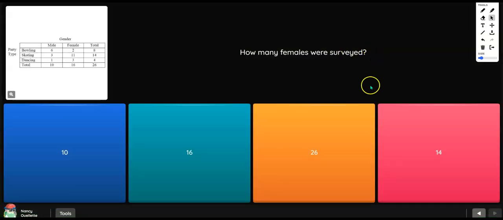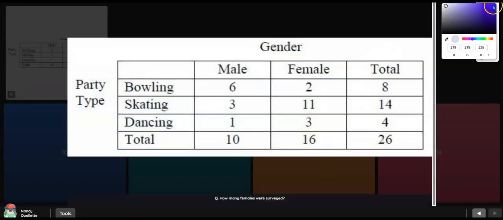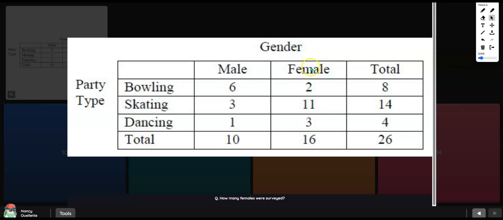All right, how many females were surveyed? Let's look at our chart here. So the females, or the women or girls, are all in this column right here. So what we want to do is find the total for just that column. There were 16 females that were surveyed.